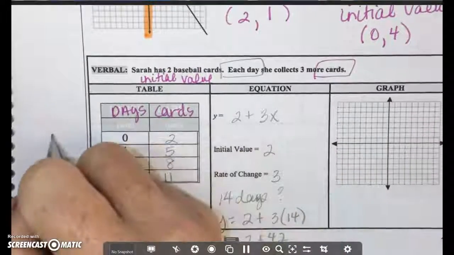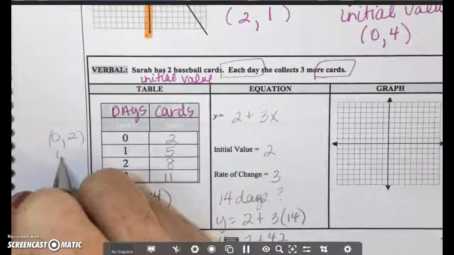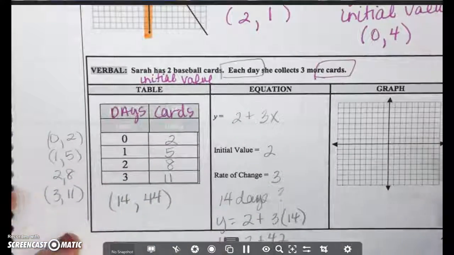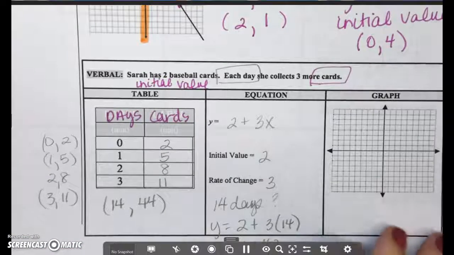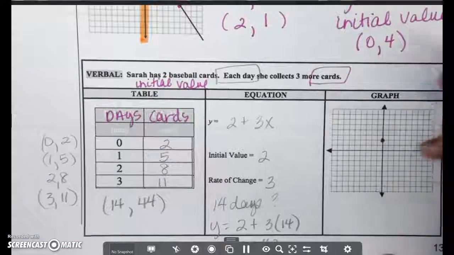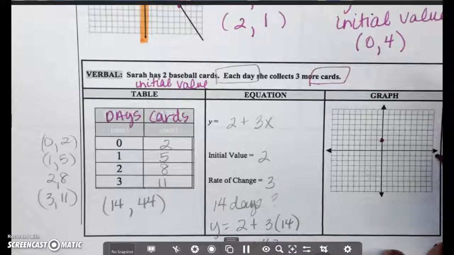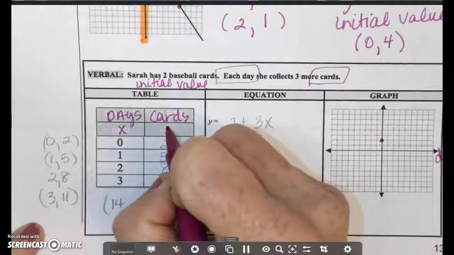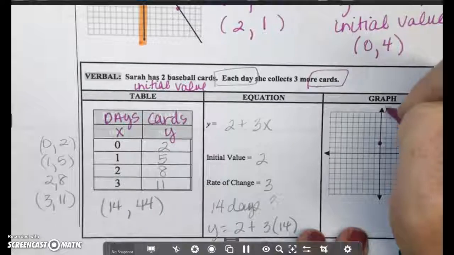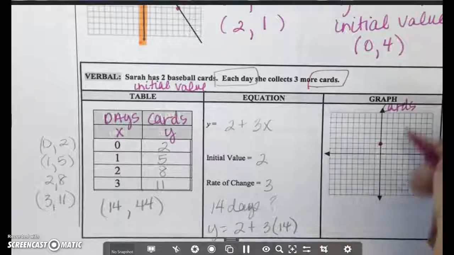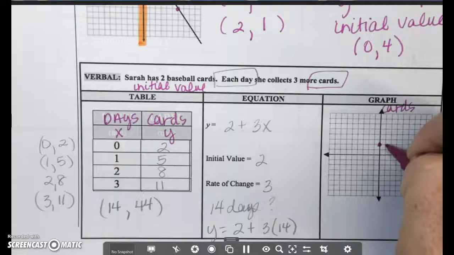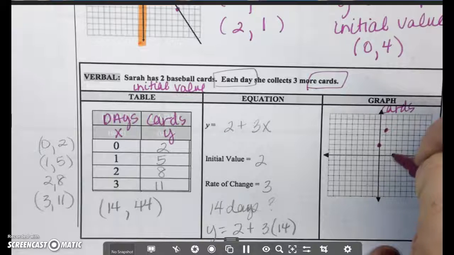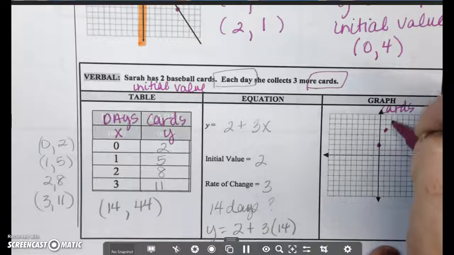Each of these can be written as a coordinate point. So you would have 0, 2, 1, 5, 2, 8, and 3, 11. And then if we come over here to graph those points, we would have 0, 2, that's what she started with, and every day is the number of days that goes by, and so this is our x-coordinate, and our y-coordinate is our number of cards that she has. 0 days, she has 2 cards. At 1 day, she increases that by 3. 1, 2, 3. So she's at 1, 5. After 2 days, she has 3 more cards, and that's 1, 2, 3.